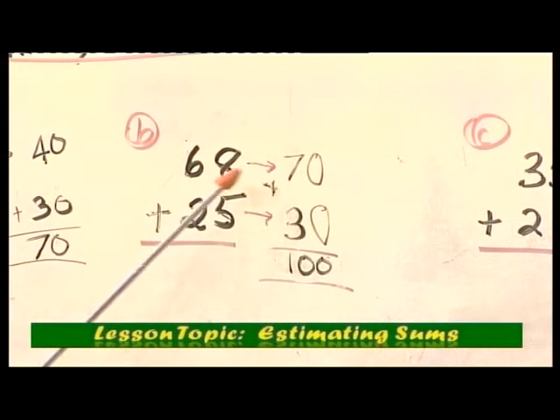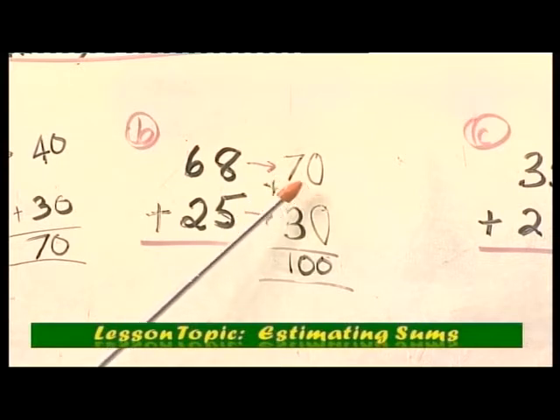68 is estimated to 70 and not 60. Fred, correction here, 8 is greater than 5. So you add 1 to 6 to make it 7. So the number after 7 becomes 0. 25, 5 is at its mid to be estimated to the next number, which is 3, and the number after 3 would be 0. So the estimated number from 25 is 30. So when you add 70 and 30, it becomes 100. So receiving students, this is the correction that has been done from the previous working out.